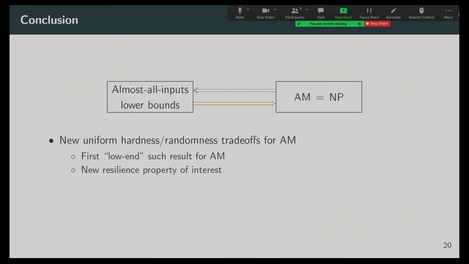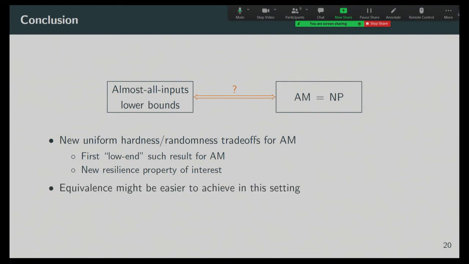And then, of course, the obvious open problem here is, can we turn this into an actual equivalence, right? And it may be the case that this is easier to achieve in this setting because of the power of non-determinism, right? Where we can make sure that these non-deterministic circuits are shallow by applying the Cook-Levin transformation to them.